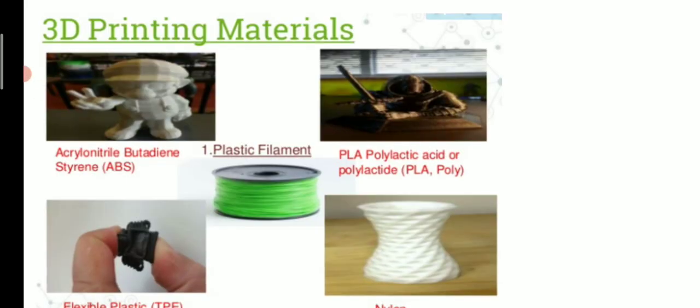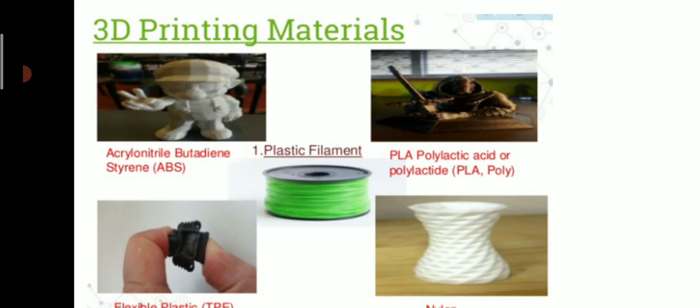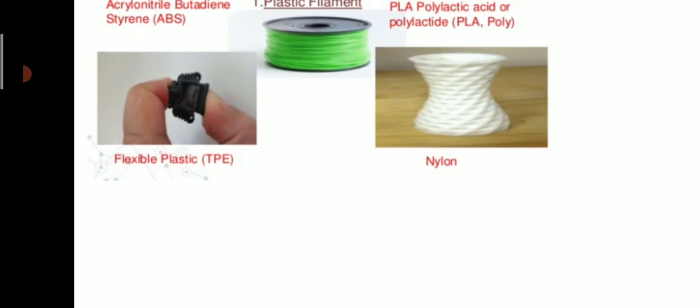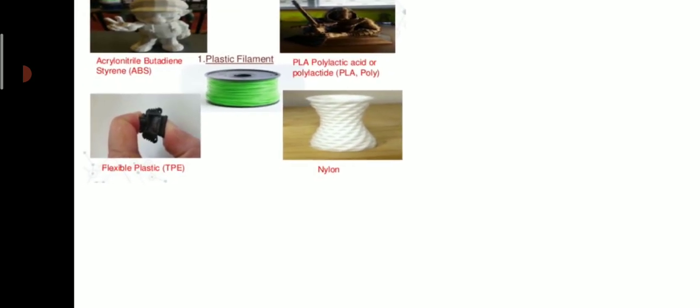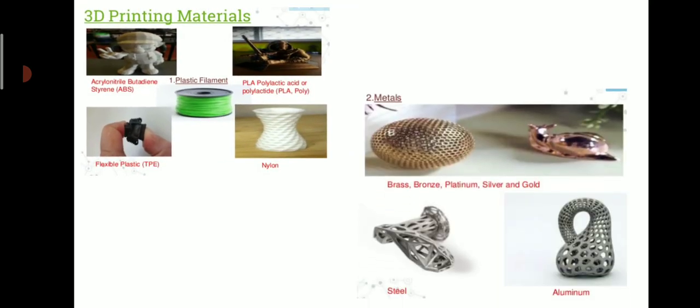What are the 3D printing materials? We will see here the materials which are used. Number one is ABS, acrylonitrile butadiene styrene. PLA means polylactic acid or polylactate. Next is flexible plastic, TPU, and nylon. These are the materials used. Other materials which are used here are metals like brass, bronze, platinum, silver and gold, steel and aluminium.